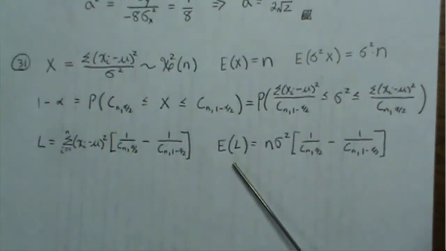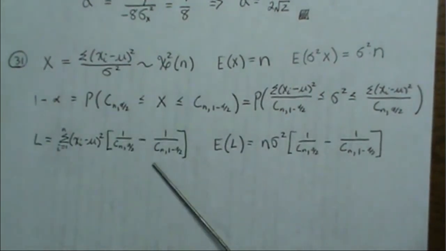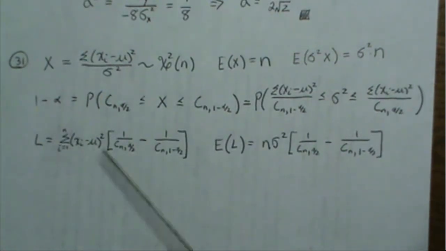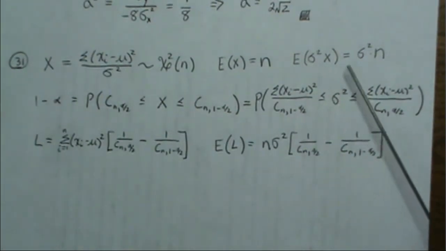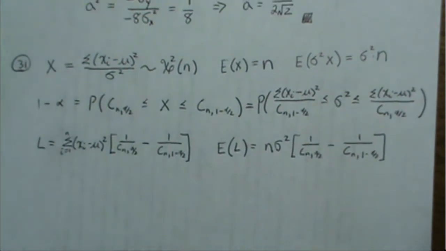Well, now we want to find the expected value of the length. So here, this is a constant, so it goes out front. And this piece right here we found to be sigma squared n. So this constant goes out front, and the expected value of this quantity is n sigma squared. So that's the answer.